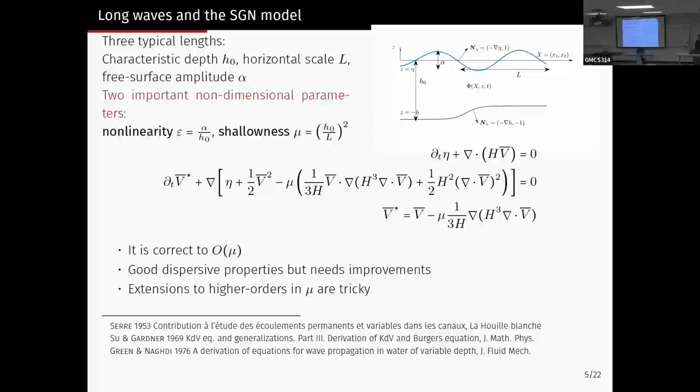The main characteristic of another feature of this type of PDEs is that you can see that in order to evolve eta and V bar star at the next time step, you need to solve an elliptic PDE. So you need every time to compute V bar from the knowledge of V bar star and H. H here is the total depth, if you want. So at every time step, you have to solve this.